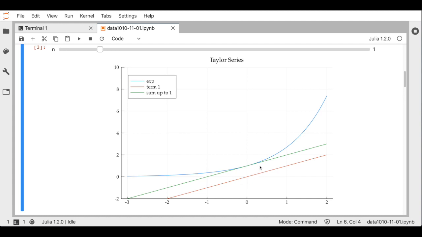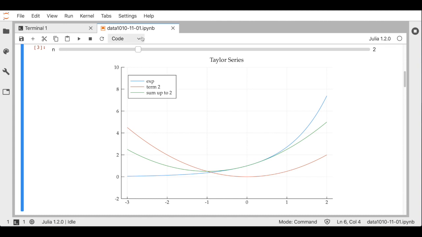So if you add the original constant function plus this orange function, you get this green one, and that's approximating the exponential as well as possible, given the constraint that you're only using a linear polynomial. Then we use a quadratic term, and now we're fitting the blue curve even better, and so on. As we add higher and higher order terms, we get a better and better approximation of the exponential function over an interval centered at 0.